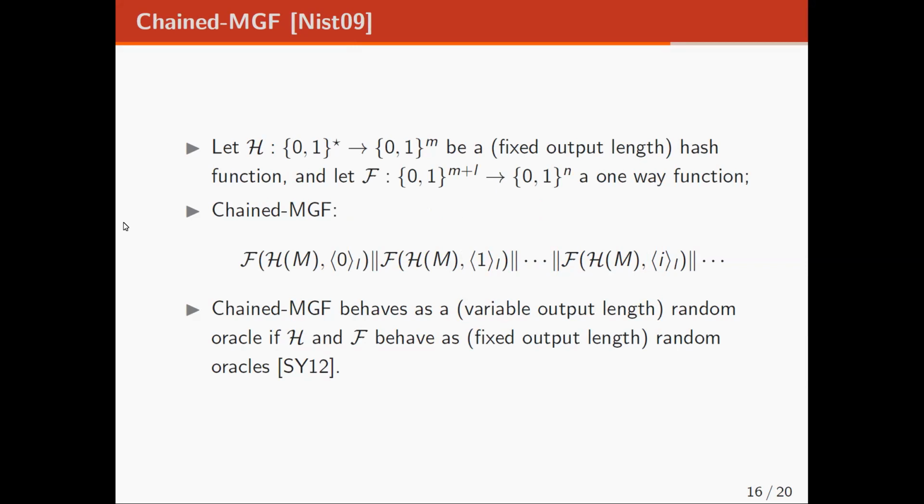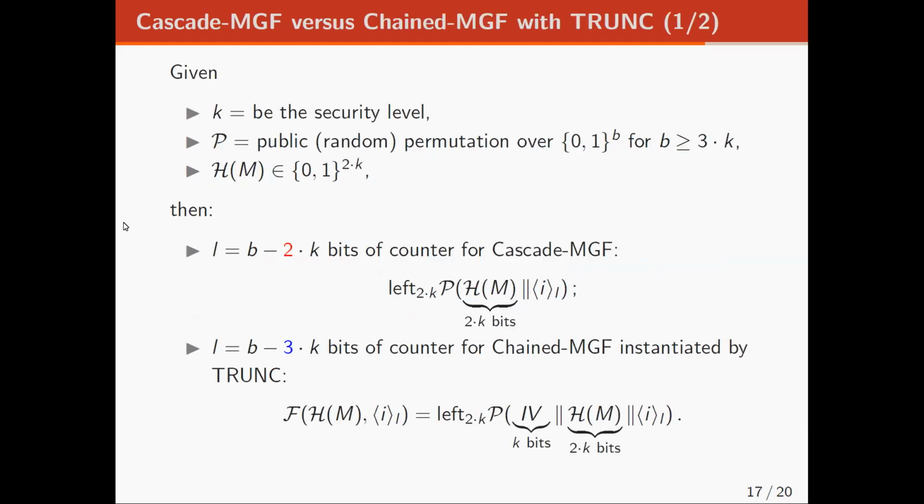So let's compare this construction with the Cascade MGF construction. First of all, in the case in which f is a truncated permutation. And the advantage, as you are going to see, is about the size of the index L. So here K is the security level, P is the public permutation, and the output of the hash function is a piece of 2K bits.